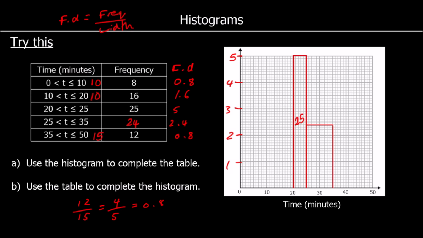So let's complete the histogram. So our 0 to 10 group has a frequency density of 0.8. Our 10 to 20 group goes up 1.6. And our 35 to 50 group goes up 0.8. So there is our histogram.